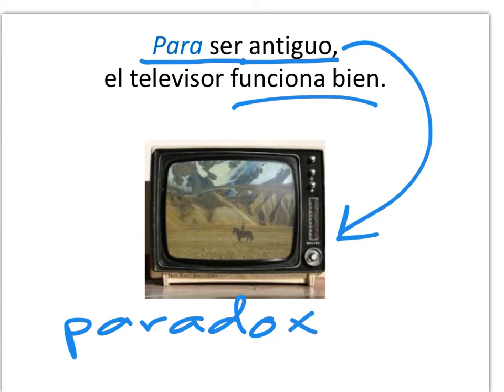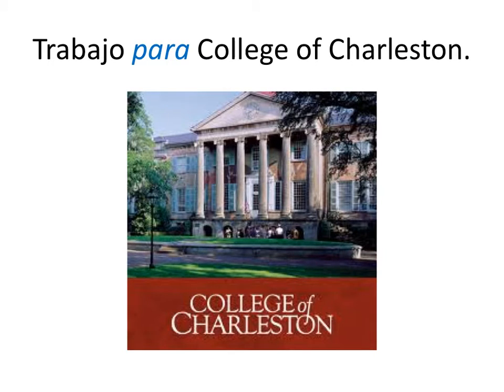So Manu Ginobili es bajo, no? Para ser bajo, juega bien al básquetbol, no? Eso es una paradoja. Típicamente las personas bajas no son buenas cuando juegan al básquetbol. So es una paradoja, una contradicción. Para ser bajo, juega bien. ¿Entienden? Okay.